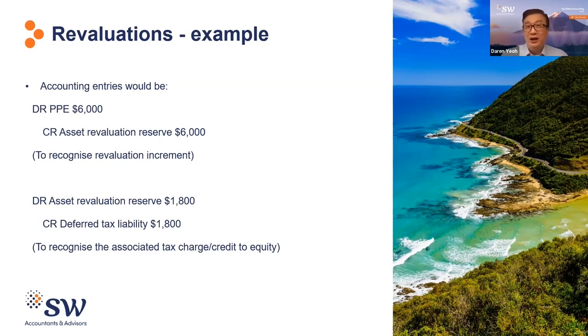So what that means is whatever is sitting in your asset revaluation reserves stays there. And then when you dispose of that asset, you simply move the entire revaluation reserve to the capital profits reserve or the retained profits.